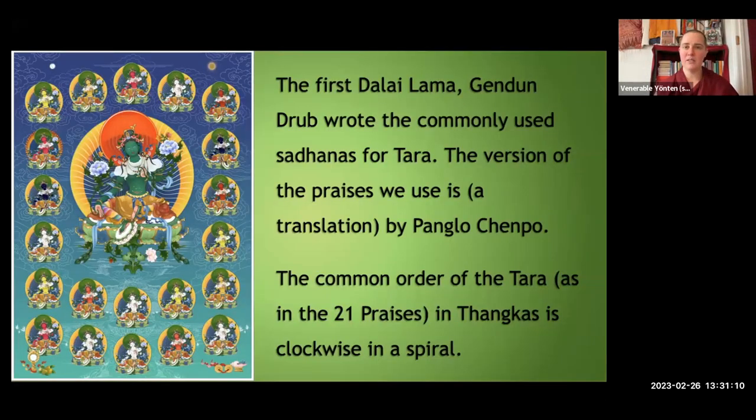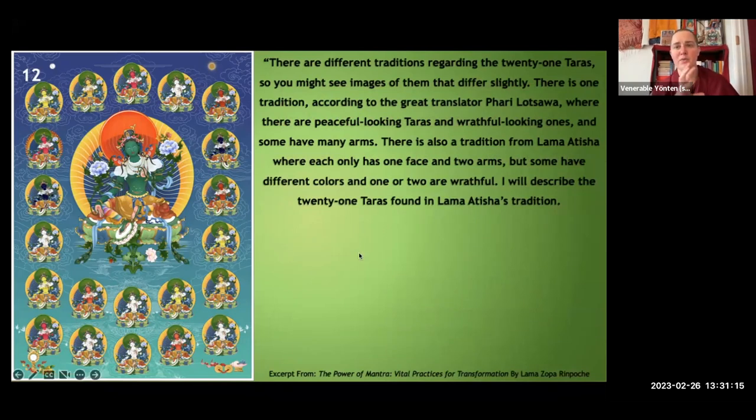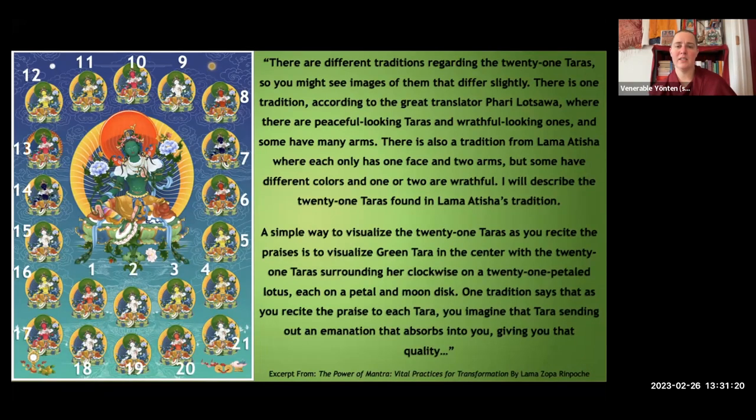I thought to just briefly show you the visualization for the 21 Taras. There are a few different versions of the image, but the simple way, in the second paragraph, is to visualize green Tara in the center as you recite the praises, with the 21 Taras surrounding her clockwise on a 21-petaled lotus, each on a petal and moon disc. One tradition says that as you recite the praise to each Tara, you imagine that Tara sending out an emanation that absorbs into you, giving you that quality.